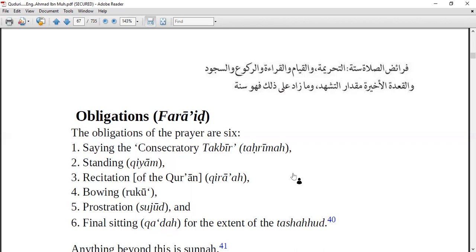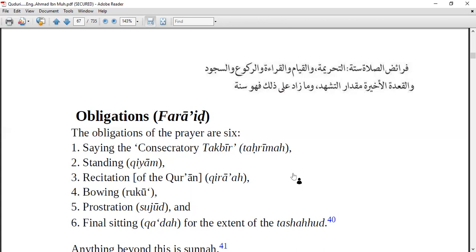The second farz we have is qiyam, that is standing. And Allah subhanahu wa ta'ala mentioned in Surah Al-Baqarah, وَقُومُوا لِلَّهِ قَانِتِينَ, and then stand for Allah, qanitin, that is silent and in reverence. And the Mufassirin have pretty much made a consensus that this verse has been revealed for the Salah, which means that standing in Salah is an order from Allah subhanahu wa ta'ala.